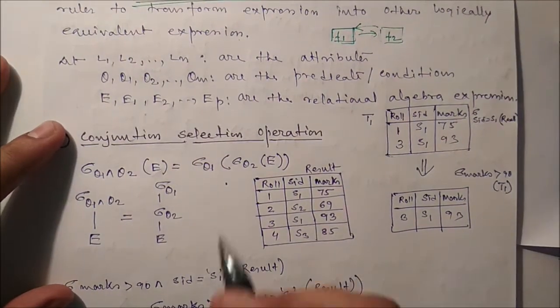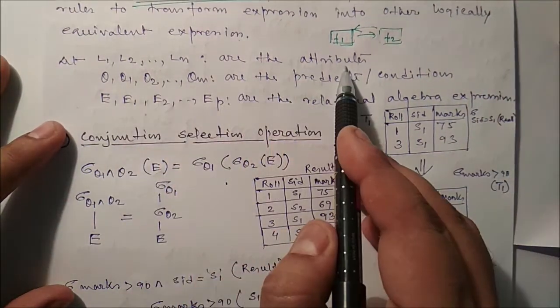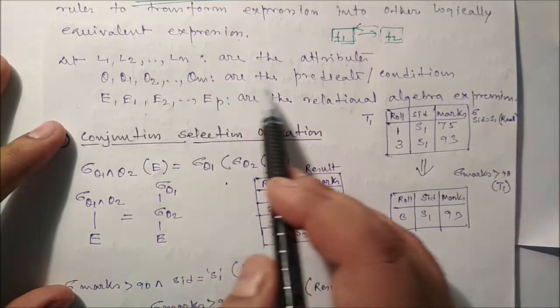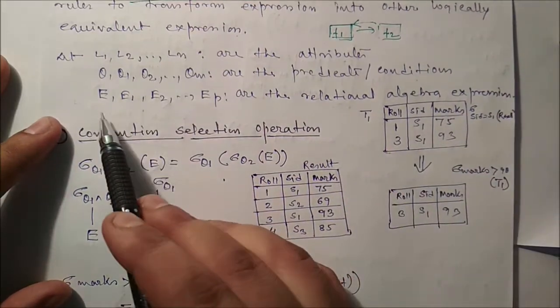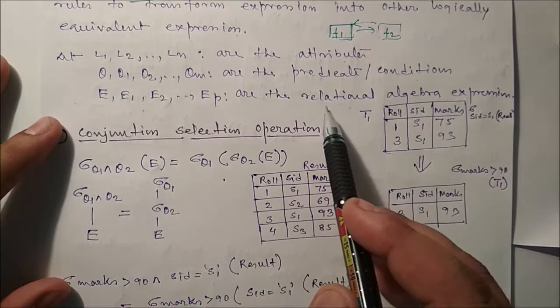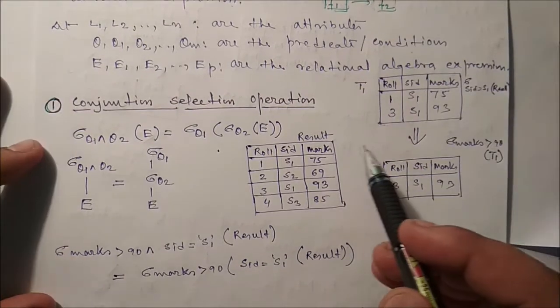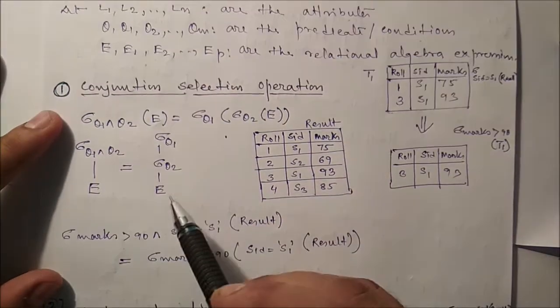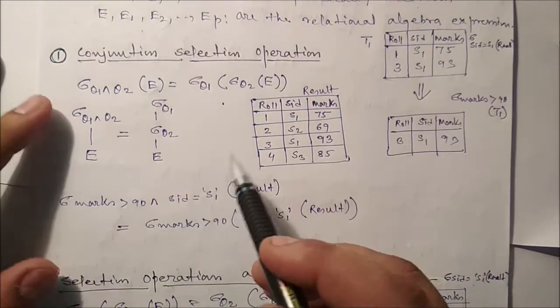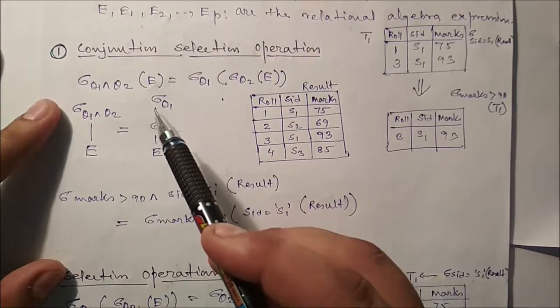Let L1, L2, Ln be the attributes, theta, theta 1, theta n be the predicates or the conditions, and E, E1, E2 to En be the relational algebra expressions. Now here different rules are there. We will see 16 rules, one by one. So what is the first one?